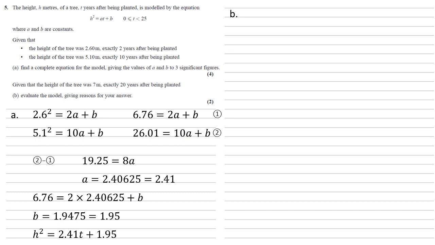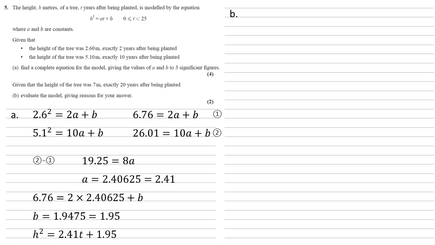Given that the height of the tree was 7 metres, exactly 20 years after being planted, for part B we need to evaluate the model, giving reasons for our answer. So we've got our model that we worked out in part A, we've got our values of 7 metres and 20 years. So we just need to put either of those in, the 7 or the 20, and see what we get out and see whether it's close or not.